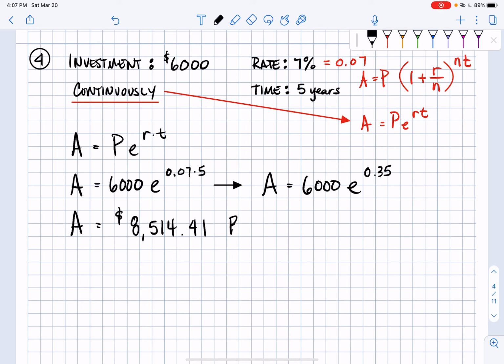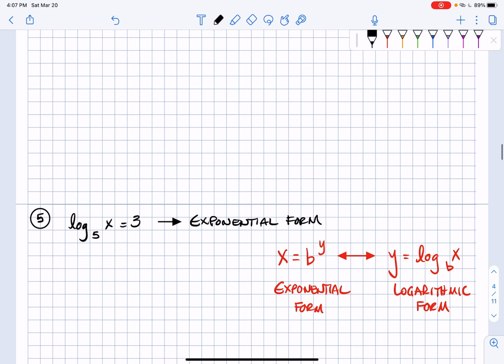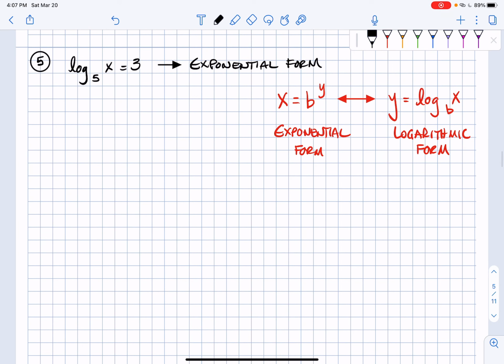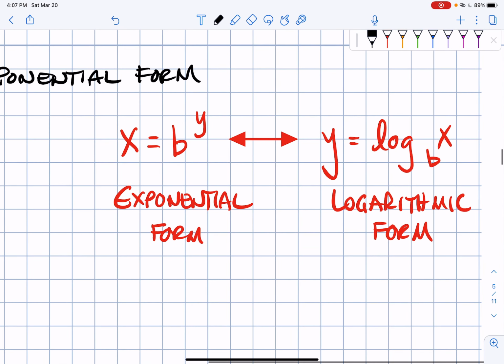Yep. All right. There we go. All right, so that's number 4. Number 5. All right, so this one here, this is the form that you really need to know, right? How to switch from exponential form to logarithmic form and vice versa. So you got to know how to go from exponential form to logarithmic and logarithmic form back to exponential form.